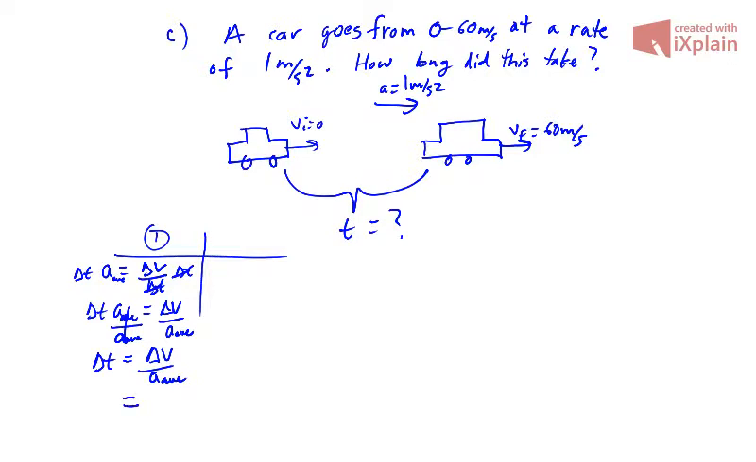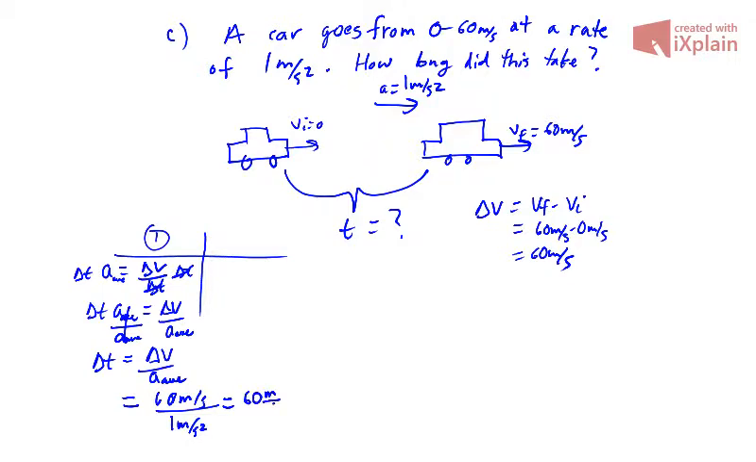And now I can plug in numbers. Delta V, it goes from 0 to 60. So technically a delta V is V final minus V initial. So we get 60 meters per second minus 0 meters per second, which is just 60 meters per second. All right, and then we have divided by acceleration, which is 1 meter per second squared. Oh, and the units will be a pain here. So 60 divided by 1 is 60 meters per second divided by meters per second squared.